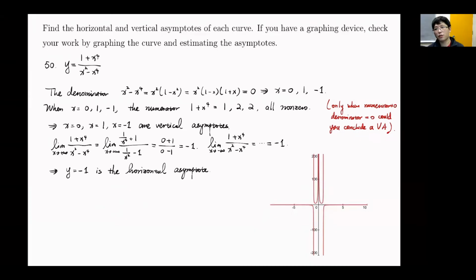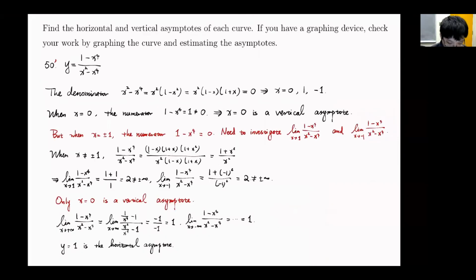Okay, so this is the discussion for number 50. For the modified problem, number 50 prime, where I change the positive sign into a negative sign, you could also do the horizontal asymptote relatively easily. All you need to do is compute these limits.